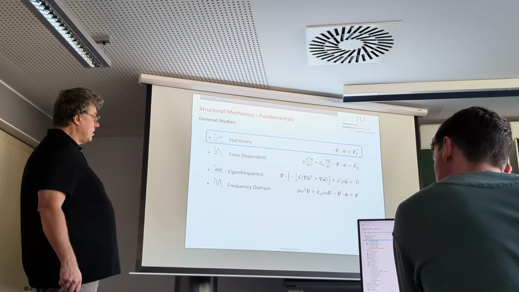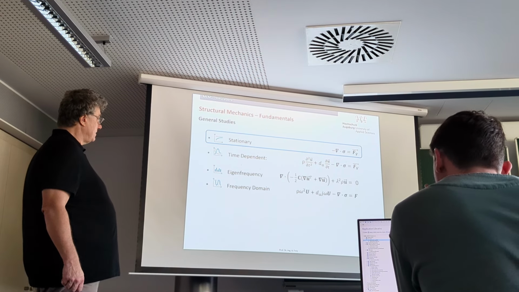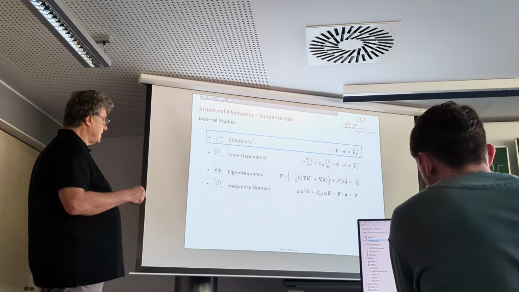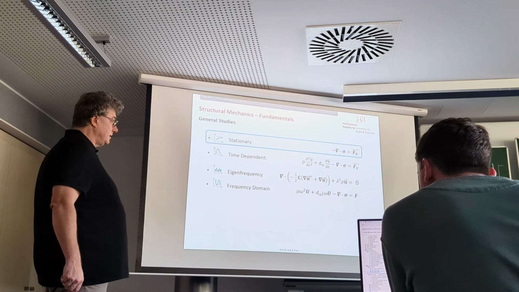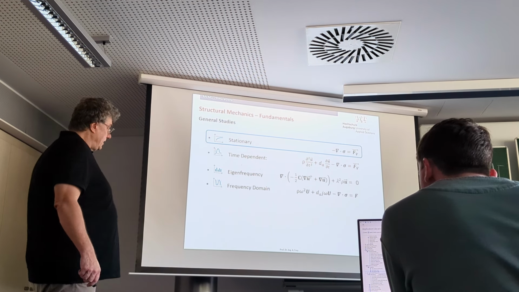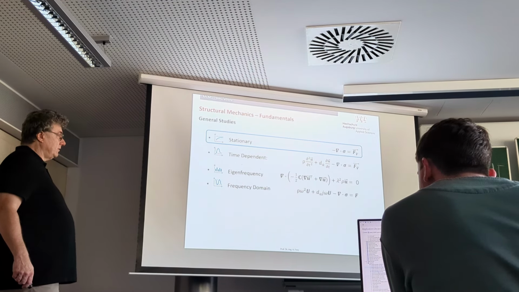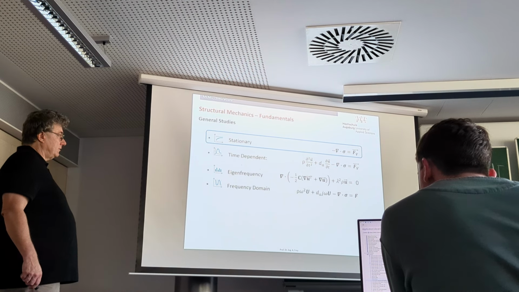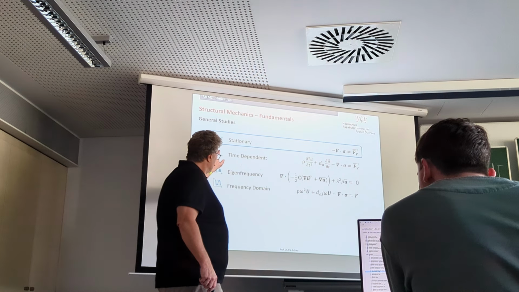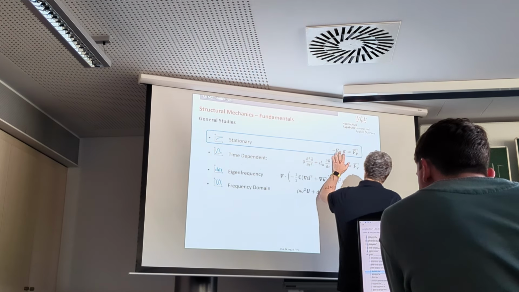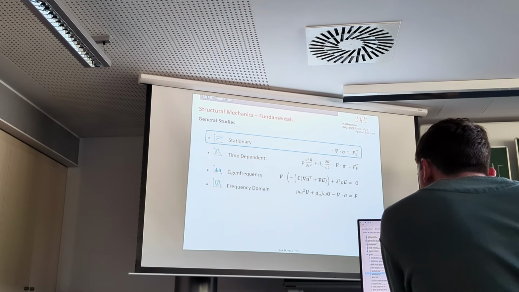So, if you set up the model in the wizard, the final step is always you select the study. And I recommended to always start with a stationary simulation. And that is the first thing we also started discussing regarding the physics equation behind it. So if you select stationary simulation, that is the basic equation.